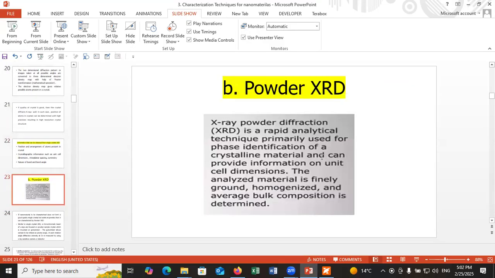Powder XRD. Powder X-ray diffraction is a rapid analytical technique primarily used for phase identification of a crystalline material, and it can provide information on unit cell dimension. The analyzed material is finely ground and homogenized, and average bulk composition is determined.